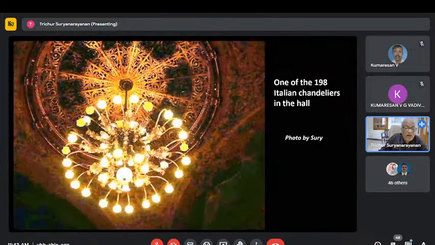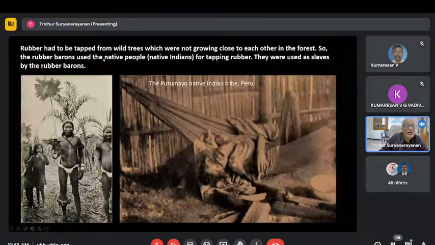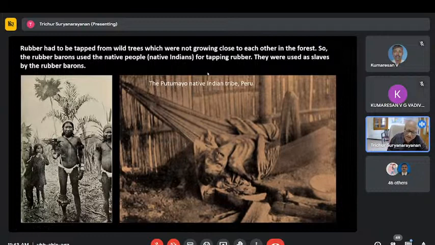Okay, but the problem is rubber had to be tapped from wild trees which were not growing close to each other in the forest. So the trees had to be searched for, deep in the forest in different places. So what the rubber barons, the rich people who were doing the rubber business, did was they used the native people of Brazil, called the native Indians, because Columbus mistook South America for India, and they were called Indians.